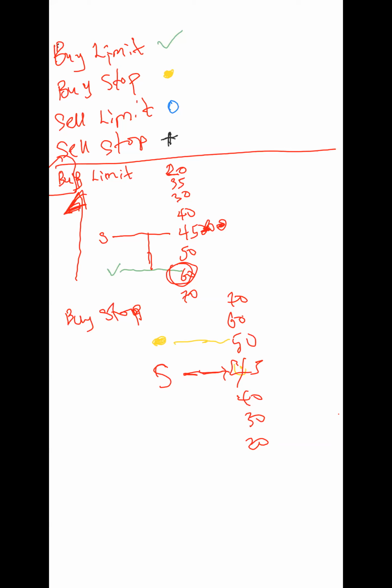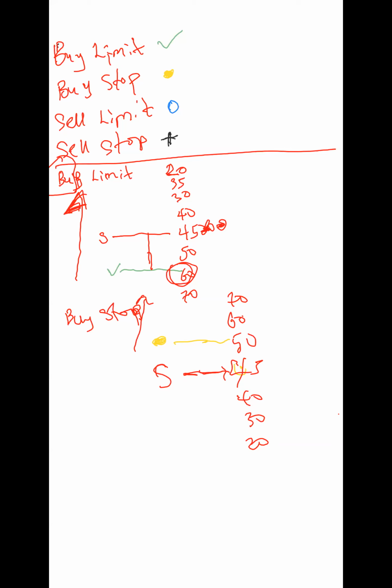Up until it comes to 50, that trade is not active. It's just a pending order, waiting for the market to hit 50. Once it hits 50, because it's a buy, what happens? You want the market to keep going all the way up from 50 to 60 to 70, and it keeps going, right? That's what you want. I mostly don't use that. I always use buy limit, but that's just by the way. So that's a buy stop.